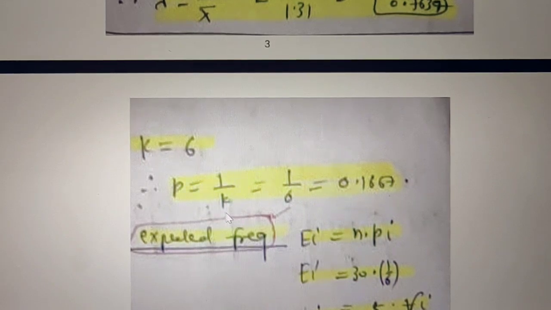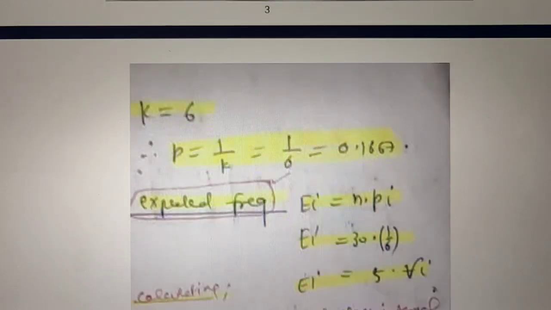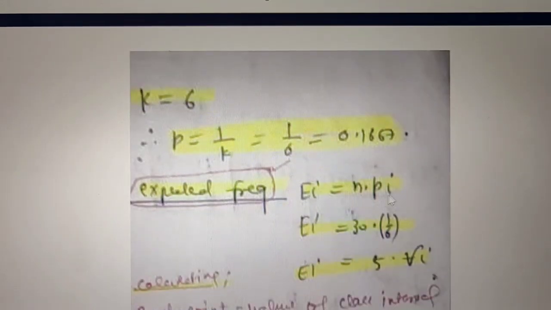And now as k is given as 6, the respective probability for every defined interval will be 1 upon k, that is 1 by 6, which is 0.1667. So the expected frequency Ei will be n into pi, as we know this is a standard formula we use here. The value will be 30 into 1/6, so Ei is equal to 5. For all intervals, we use the fixed expected frequency value, that is 5.